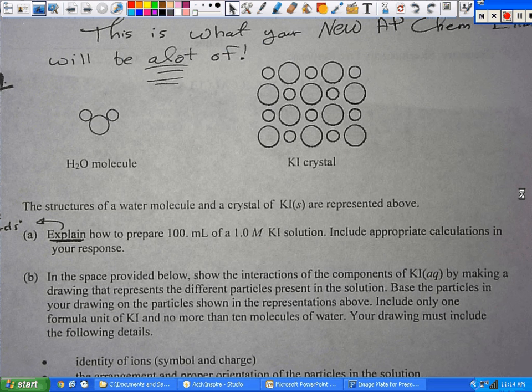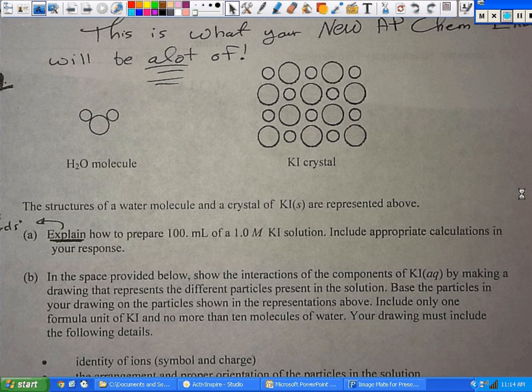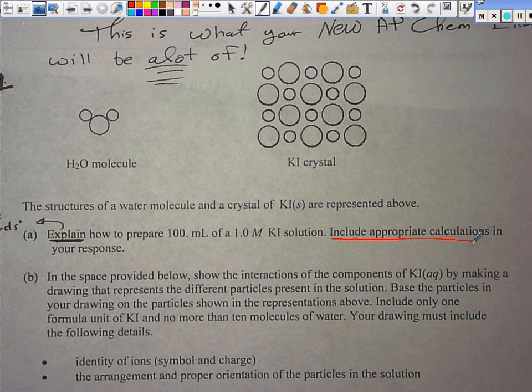Okay. Now, if you'll notice part A, what's it say? Explain. That's very vital to your comprehension and your understanding of what you need to do. So you have to use words to explain. That's what the arrow says. Explain how to prepare. So you have to use words. Now, what else does it also say in this part? Include appropriate calculations. Right there.